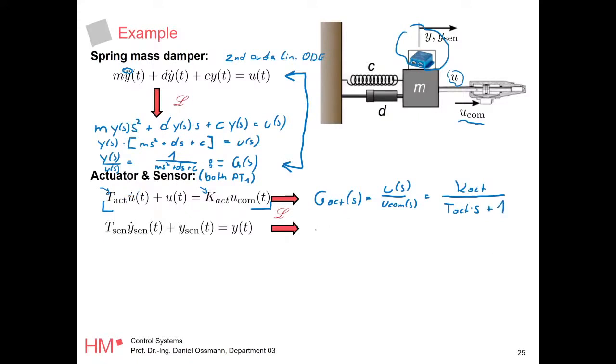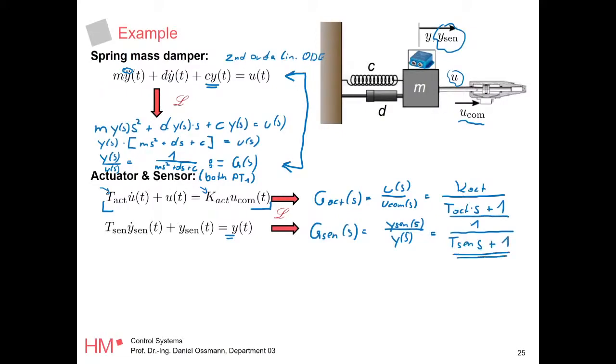Same goes for the sensor. Let's call this G sensor. What do we have as input? As input we have our Y, so the position here of the mass, right? We named that Y. So this is the input to the sensor, and the output is the measured position of our mass, right? So it's going to be Y sensor of, not of T obviously, of S. And it's again a PT1 system, so it has to look like 1 over, because it doesn't have a gain here, 1 over T sensor times S plus 1.